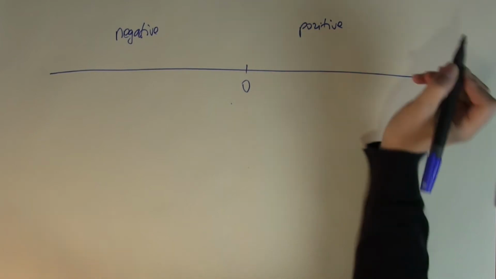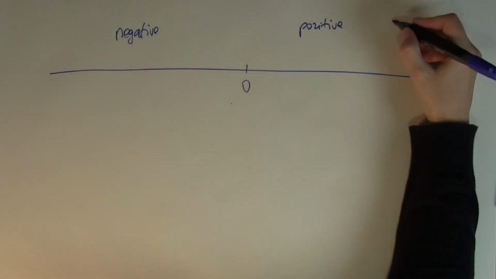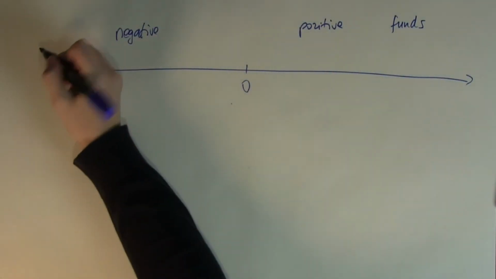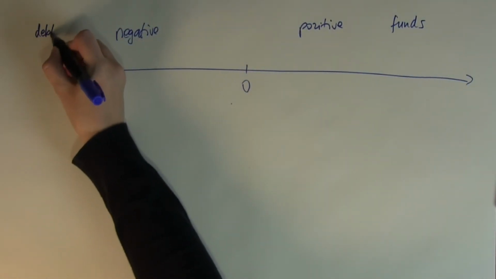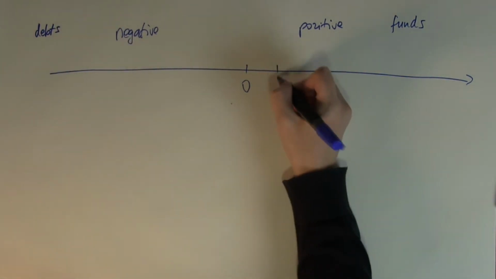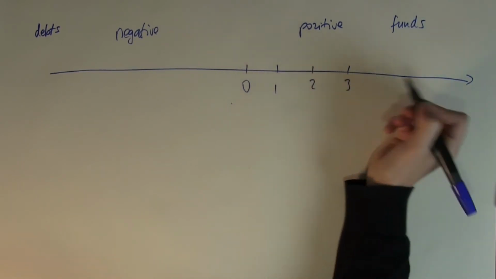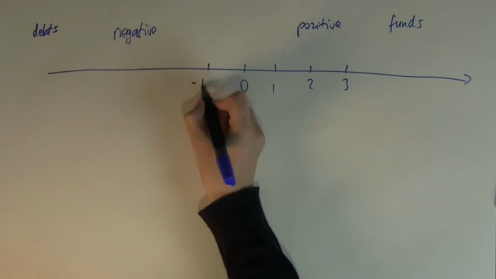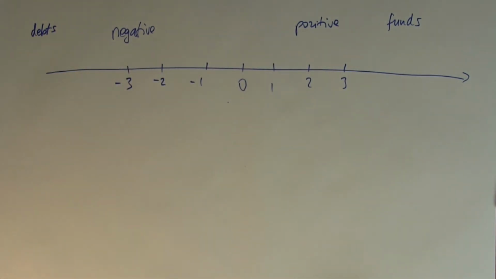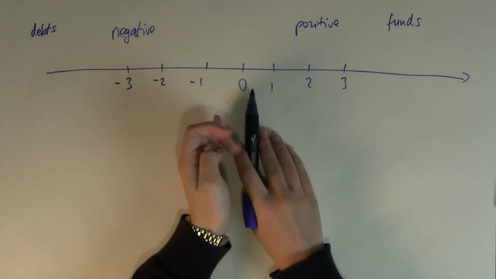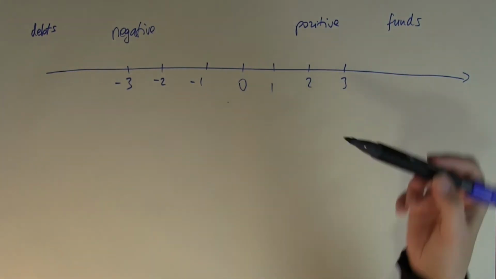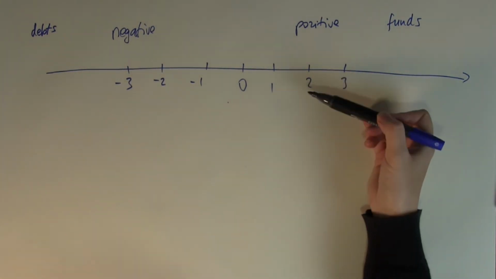Now in everyday terms, you can think about positive numbers as funds, money, and negative numbers as debts or credits, money that you owe to someone. So I have got positive 1, positive 2, positive 3, and further down I've got negative 1, negative 2, negative 3. Now obviously the bigger a positive number is, the higher its value. So if you have £3, you have more than £2.